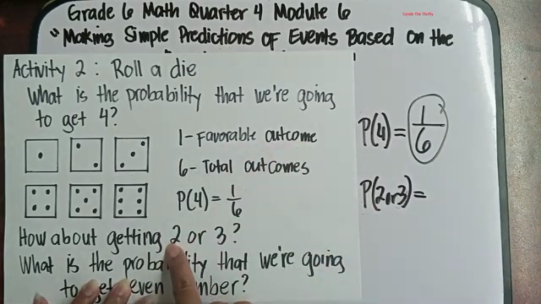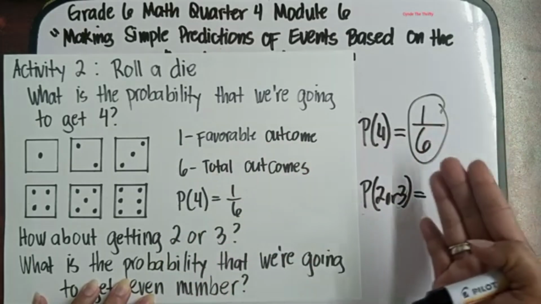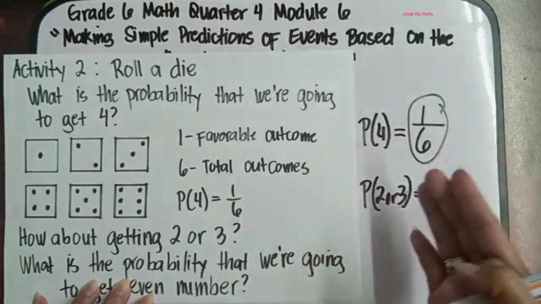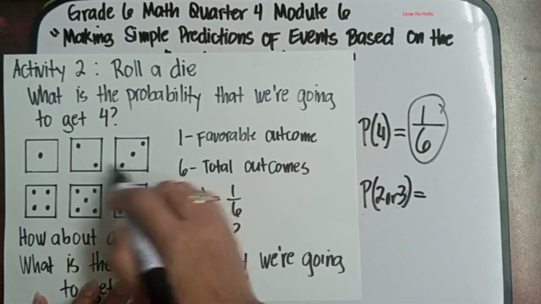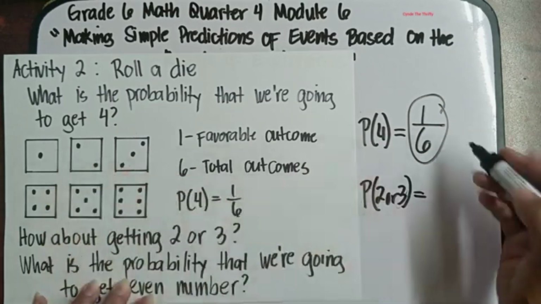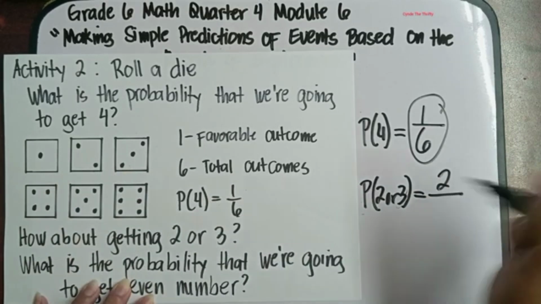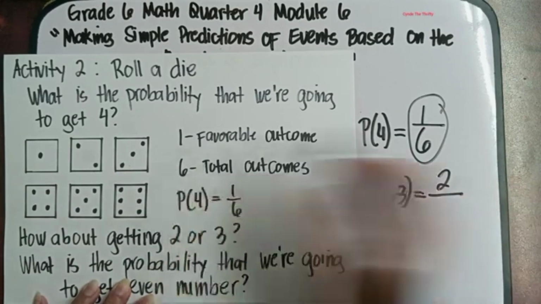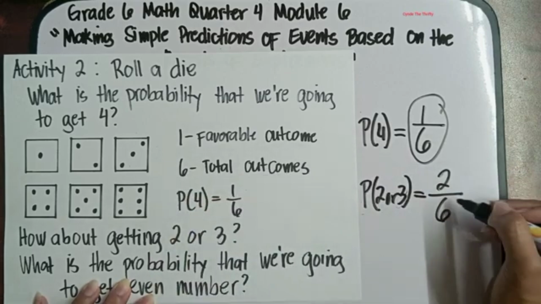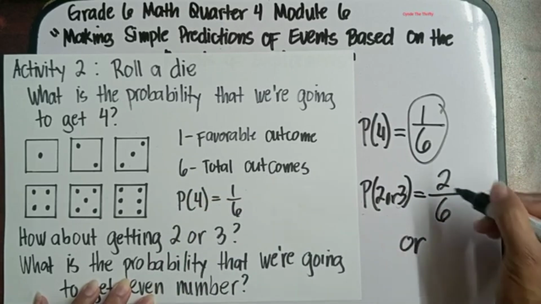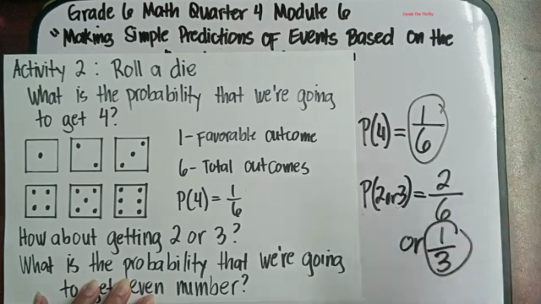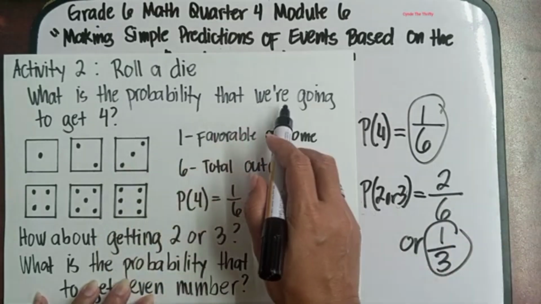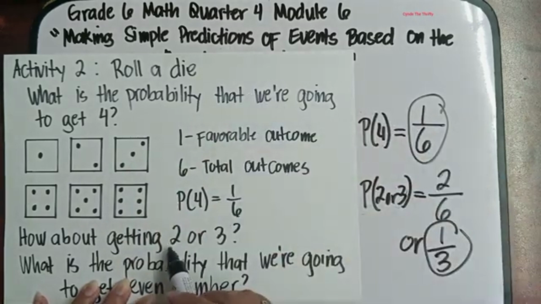Okay, 2 or 3 equals, ilan yung favorable outcome natin? Dalawa, kasi 2 or 3 ang gusto nating makuha na result. So si 2 at si 3. So ilan sila? 1, 2. So dalawa yung ating favorable outcome, divided by our total outcomes is 6. So 2 over 6 or 2 divided by 6 is equal to 1/3. So, ibig sabihin, ang probability natin na makakuha tayo sa pag-roll ng ating die na 2 or 3 is 1/3.